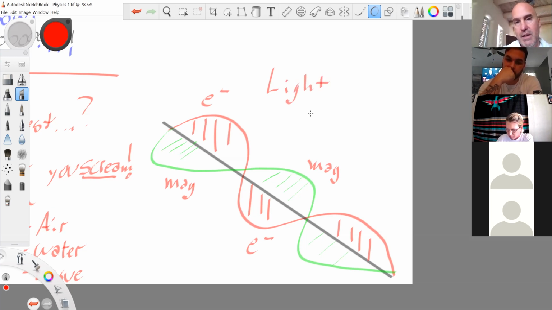Light is an EM wave. Self-propagating, the electric force causes a magnetic force, the magnetic force causes an electric force, and it goes on forever. And light will travel through space forever until it hits something.